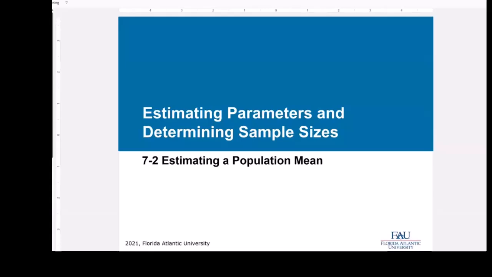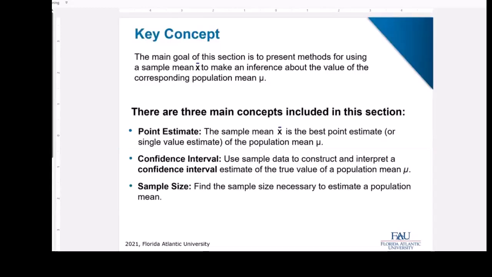Hi again, and welcome to 7-2, Estimating a Population Mean. Key concept. The main goal of this section is to present methods for using a sample mean to make an inference about the value of the corresponding population mean.